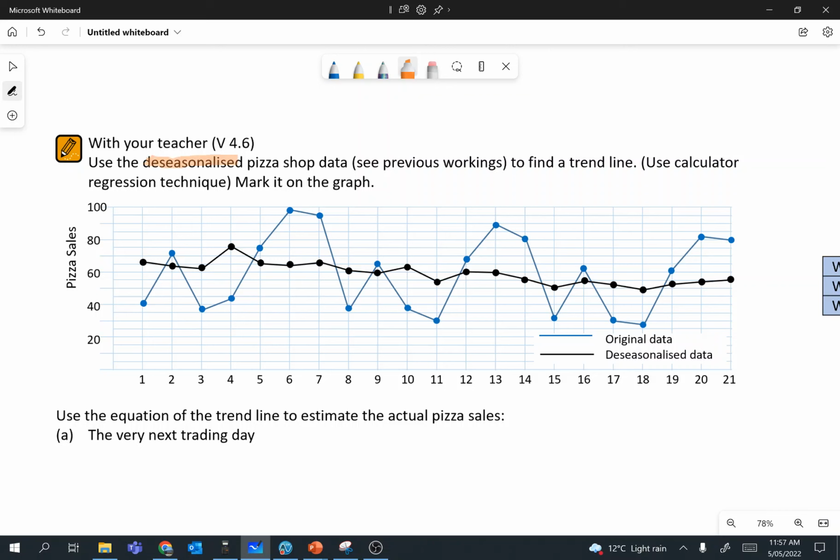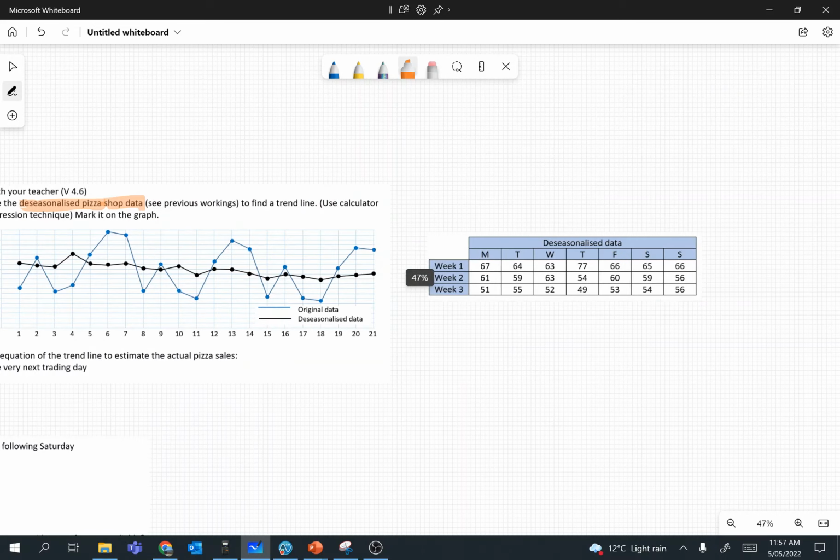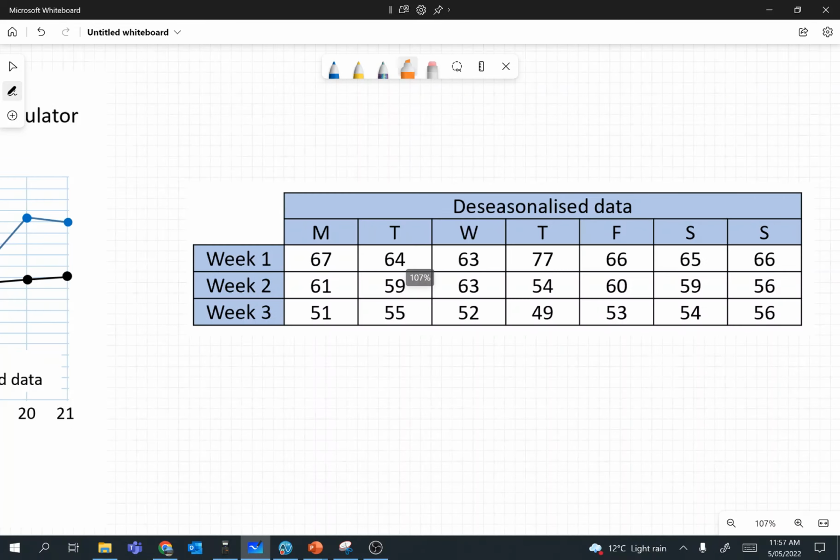And the important point here is that we need to use the deseasonalised data to do that. We don't use the original or the raw data, we use the deseasonalised data. So that's the deseasonalised data there.